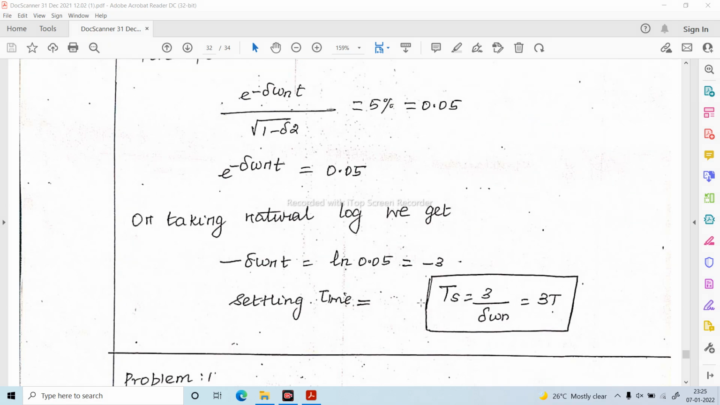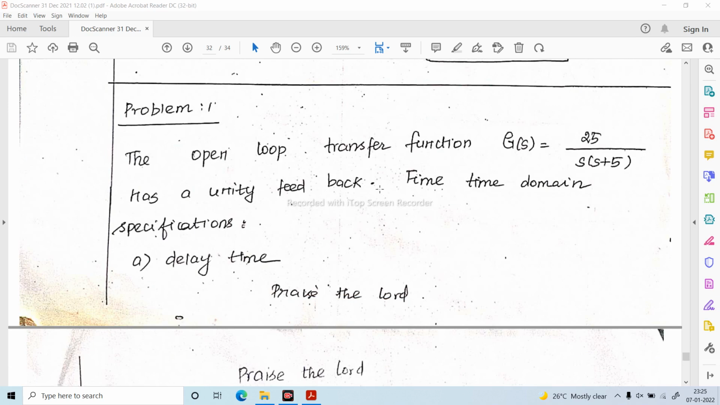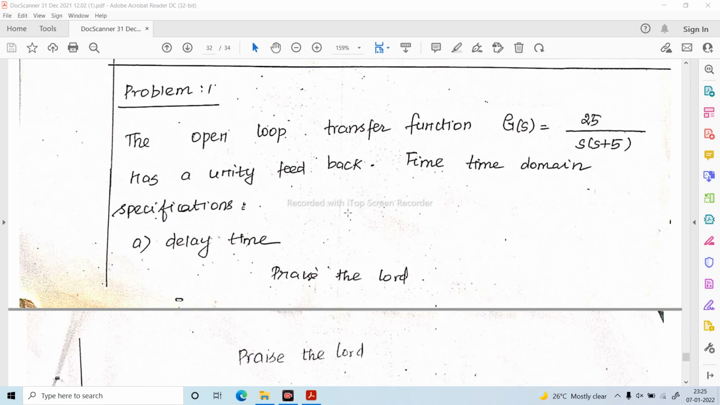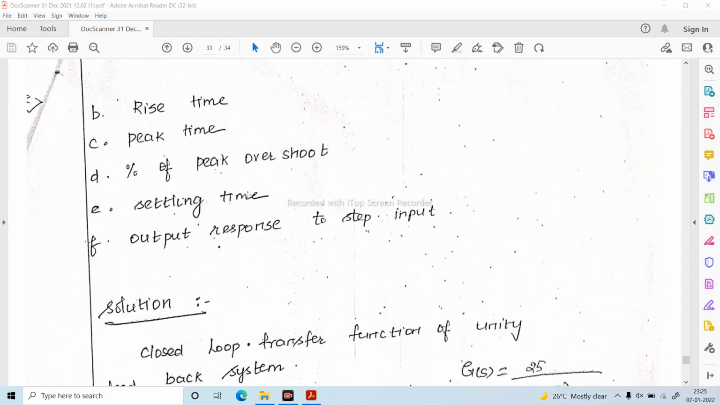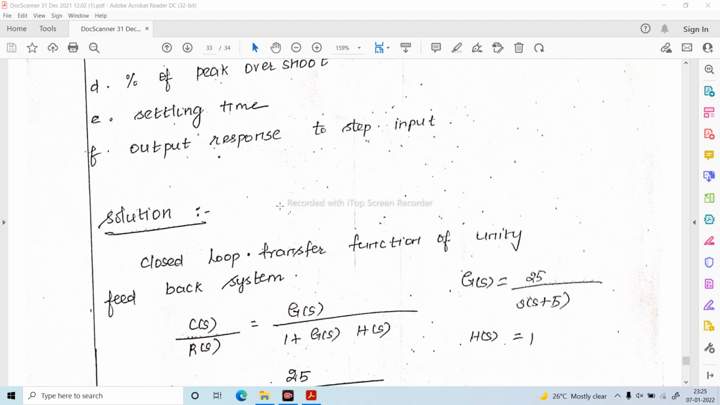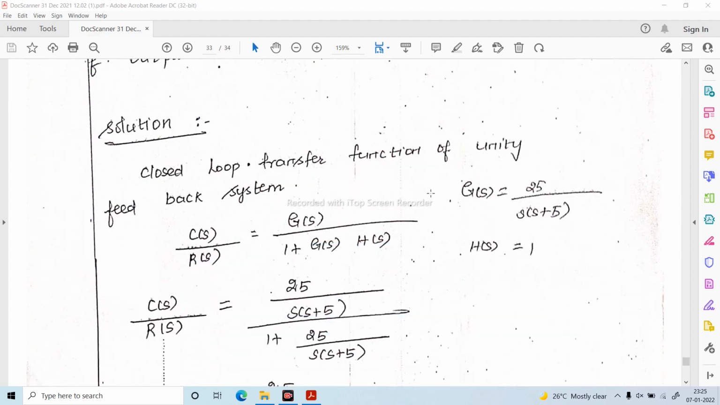Okay, next I am going to explain the problem. The open loop transfer function G of s equal to 25 divided by s into s plus 5 has a unity feedback. We have to find out the time domain specifications: delay time, rise time, peak overshoot, settling time, and output response. So the closed loop transfer function we are going to find out. Already the open loop transfer function is given, G of s is 25 divided by s into s plus 5, but it is a unity feedback system and a unit step signal is applied. H of s is equal to 1.